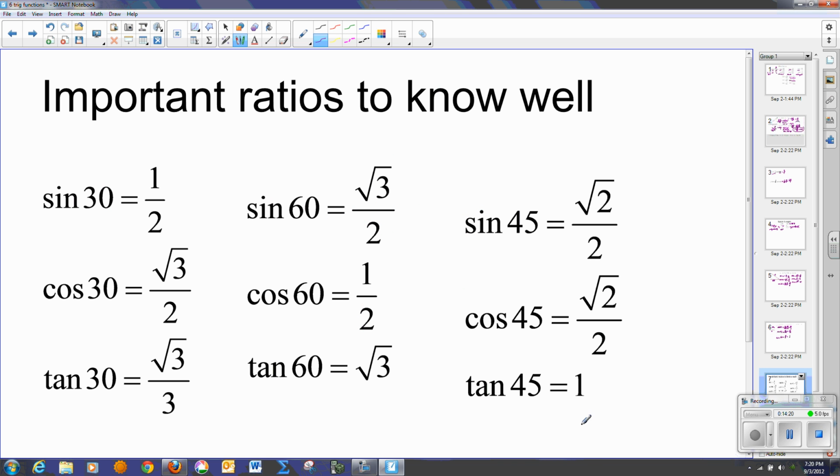What I'm going to need you to do is know these ratios extremely well within the next day or two. These ratios work for any triangle of any length, as long as they're 30-60-90 triangles or 45-45-90 triangles. Super significant concept.